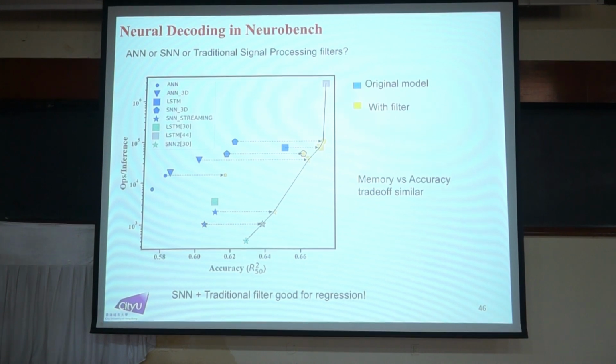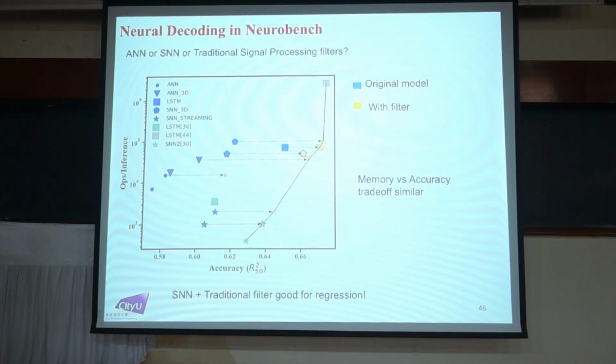In terms of performance, the best way to compare them is to look at a Pareto curve. What is a Pareto optimal curve? It's the frontier. What you see is that SNNs are indeed very good. They are on the Pareto curve, but their accuracies are on the lower side. So we cannot absolutely say that SNNs are the best or that SNN plus filters are the best.